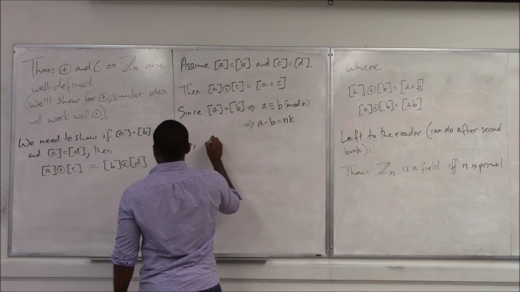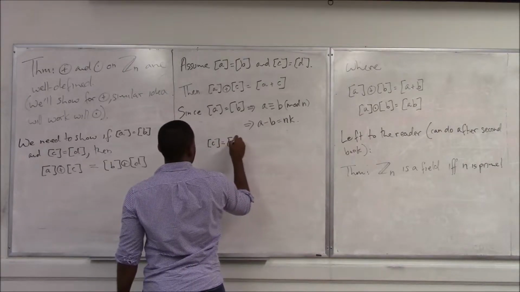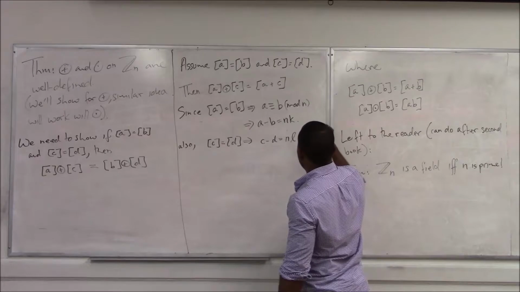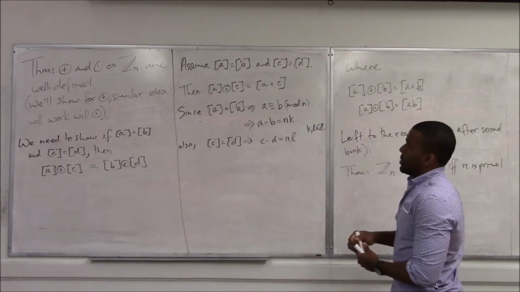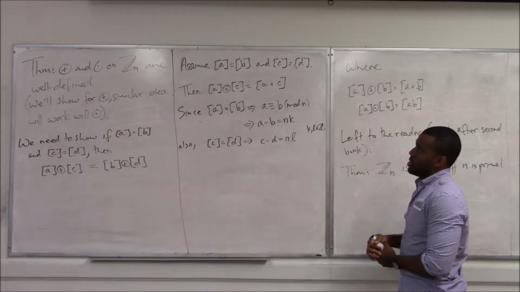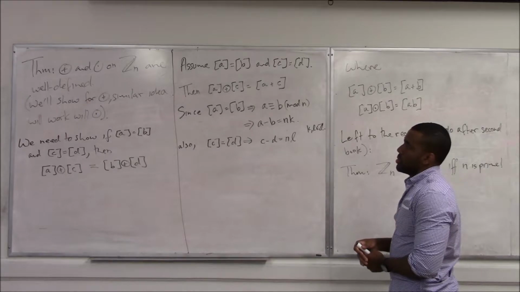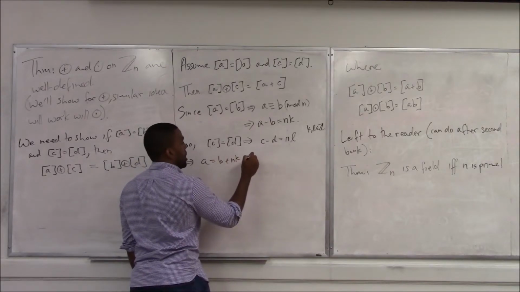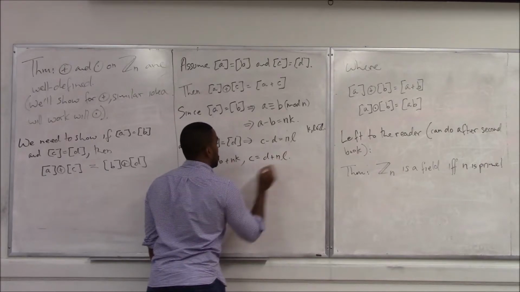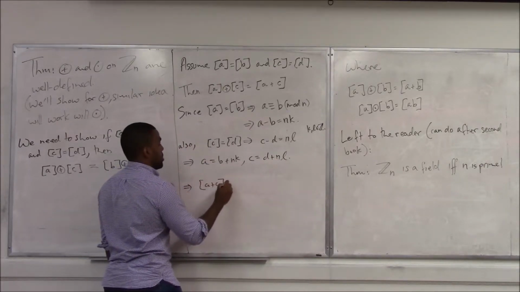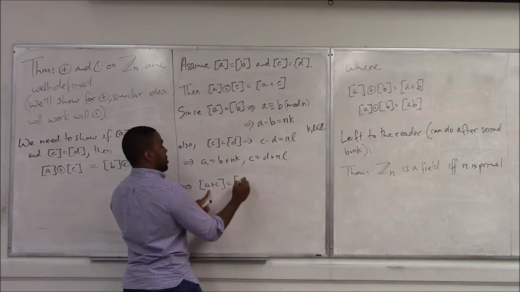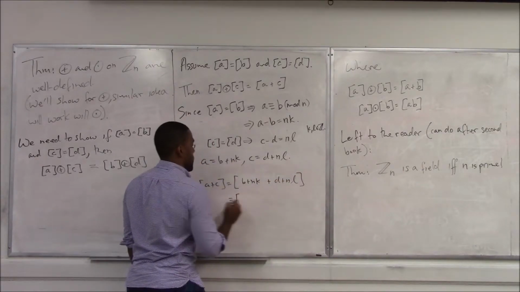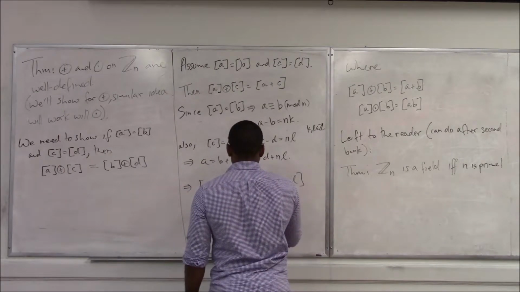Also, we know that C is equivalent to D. That means that C minus D is equal to n times some other integer. k, l are integers. Okay, how are we going to use that? Can you rewrite it? Then we could solve for A and solve for C. This means that A would be B plus nk, and C would be D plus nl. This means that A plus C would be equal to, I can replace A with B plus nk, and the C with D plus nl. And this would be B plus D plus n(k plus l).